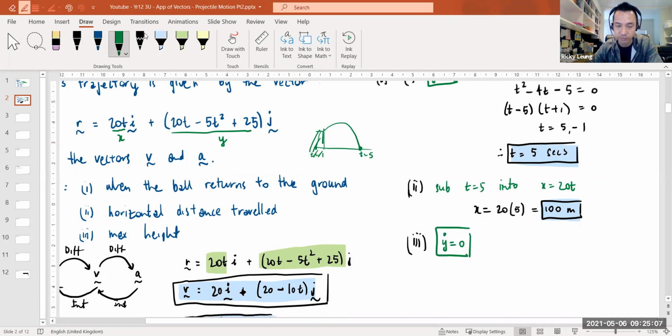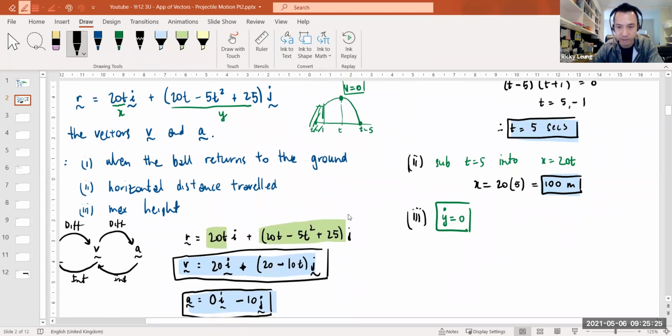For max height, vertical velocity is 0. You can see in this diagram that at the top here, vertical velocity is 0. So you find the time when that happens, and then you sub that time into vertical displacement. So where's my v dot? That's this guy here. 20 minus 10t equals 0. 20 equals 10t, t equals 2 seconds. So at 2 seconds, it reaches max height.